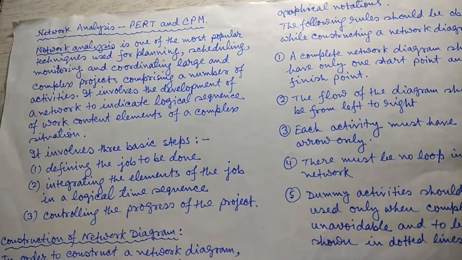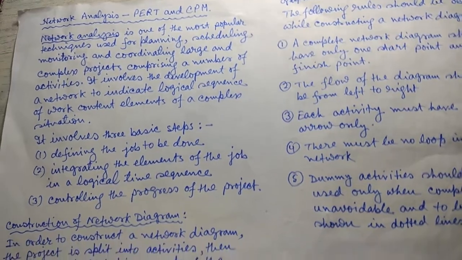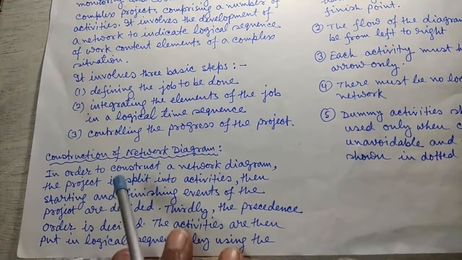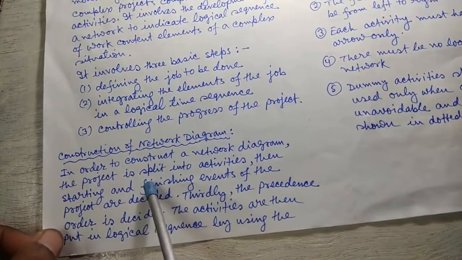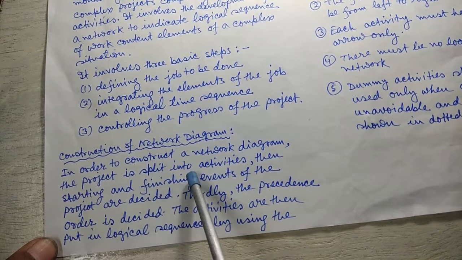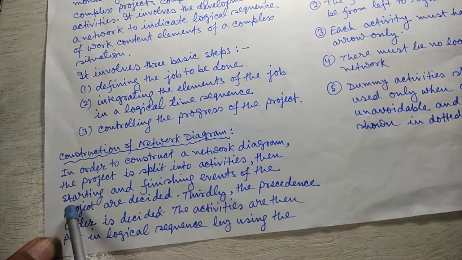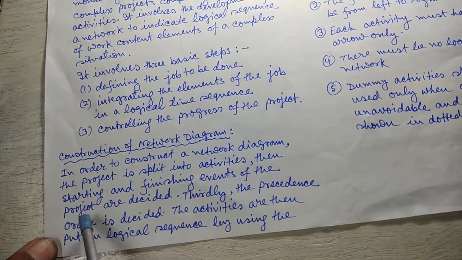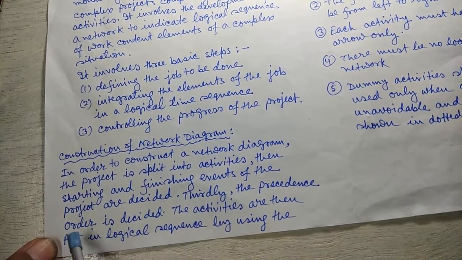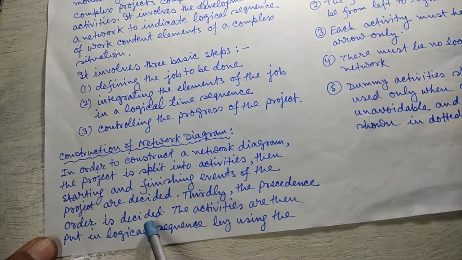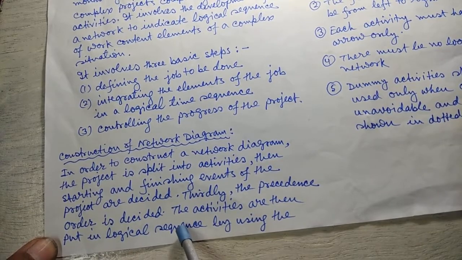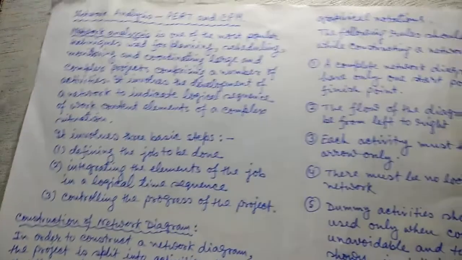How to construct a network diagram. In order to construct a network diagram, the project is split into activities. Then starting and finishing events of the project are decided. Thirdly, the precedence order is decided. The activities are then put in logical sequence by using the graphical notations.